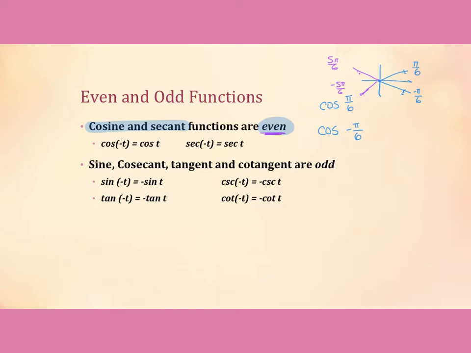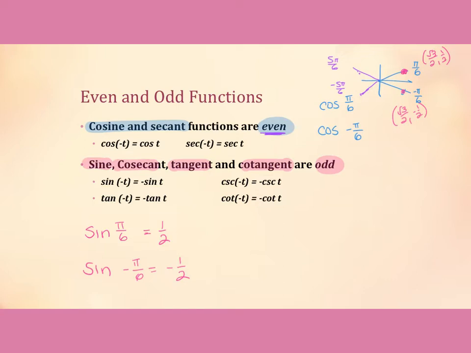Sine, cosecant, which is the reciprocal of sine, tangent and cotangent are odd. If I change the sign on the angle, it changes the sign on the trig function. So if I were to look at pi over 6 again and I say sine of pi over 6, it's over here in my first quadrant, root 3 over 2 and 1/2. So the sine there is 1/2. If I tried to find the sine of negative pi over 6, it's down here, which is root 3 over 2 and negative 1/2. So that changed to a negative 1/2.